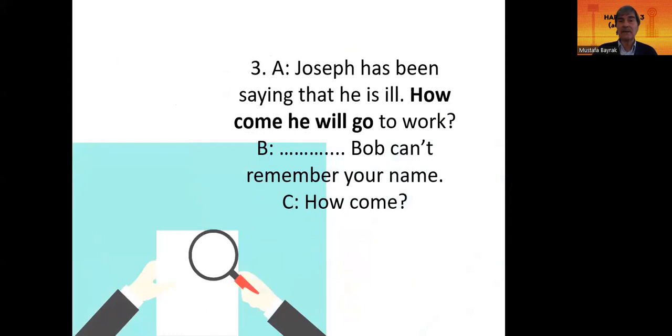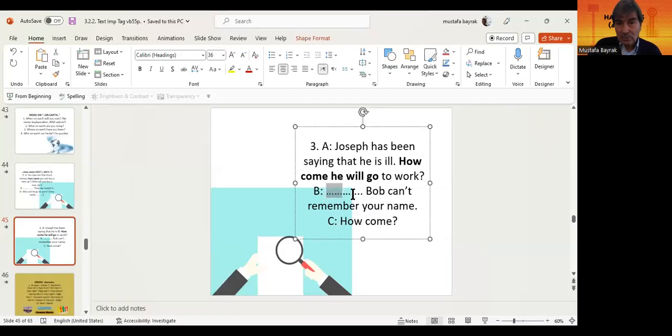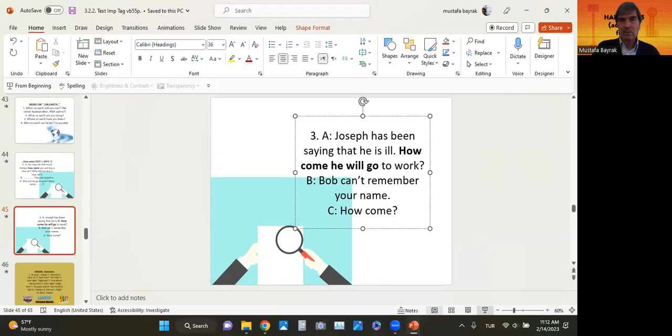Okay, 3. Joseph has been saying that he is ill. How come he will go to work? Yeah. Bob can't remember your name. Yes, but Bob can't remember your name. How come? How come he can't remember my name? I think there is no need to leave this part empty. Okay, I think it's clear. Okay, all right.